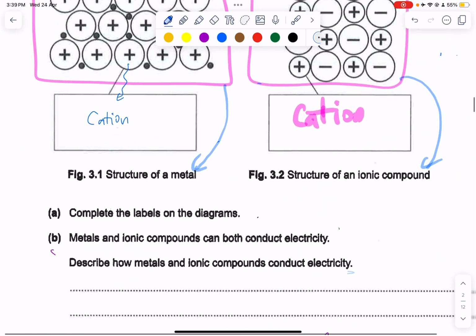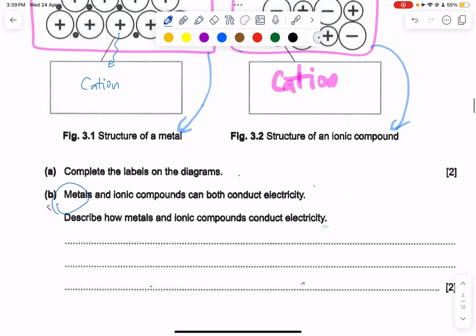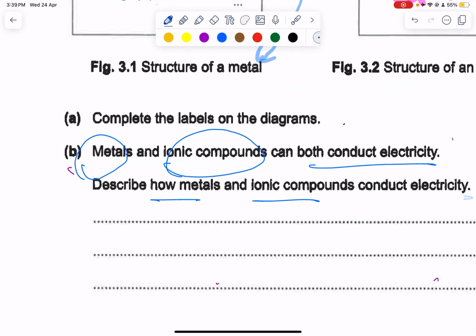Okay, now they asked this question: metals and ionic compounds can both conduct electricity. Describe how metals and ionic compounds conduct electricity. Now we all know that metals conduct electricity both in solid state and molten state.